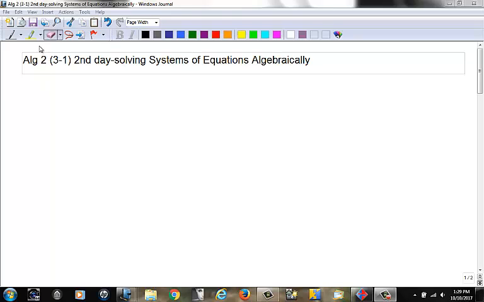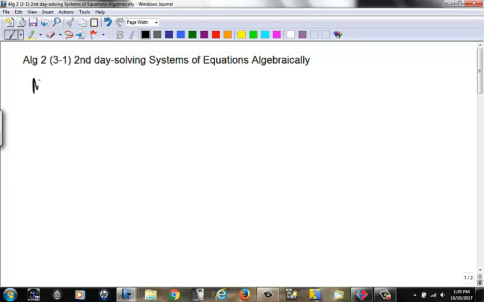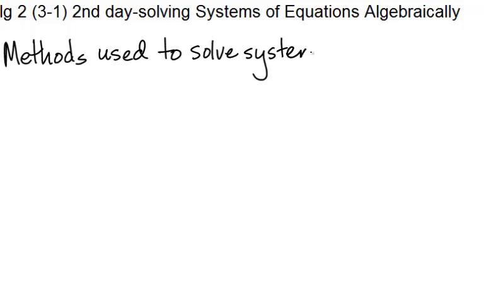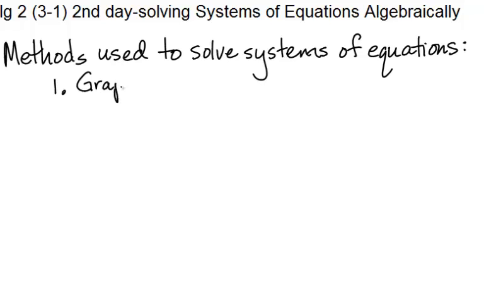I'm going to go back. We talked a little bit about this yesterday, but the methods used to solve systems of equations, some of these we've covered, some of them you will still get in this chapter. For right now we're doing 2 equations, 2 unknowns, and then we're going to build on that to 3 equations, 3 unknowns. But the one we did yesterday was graphing.